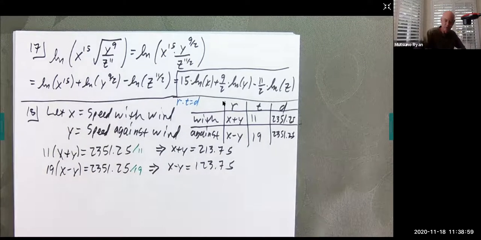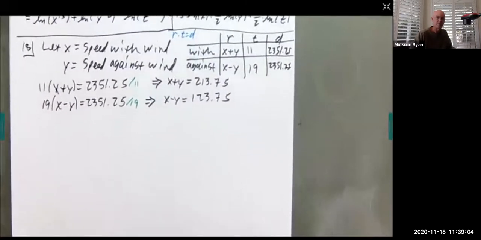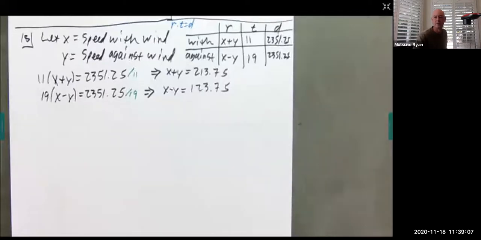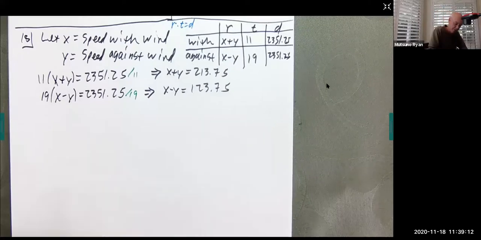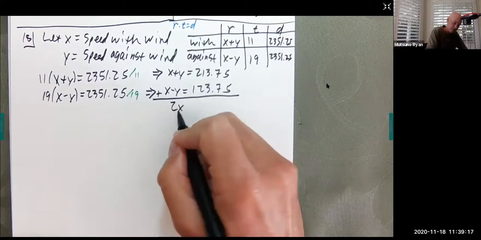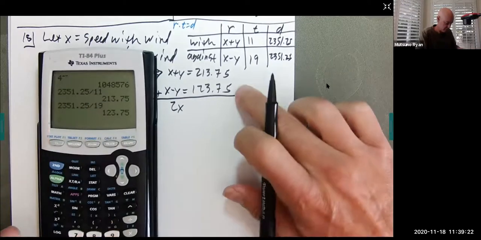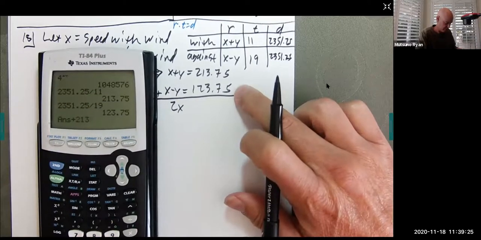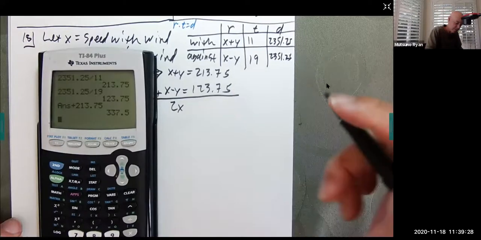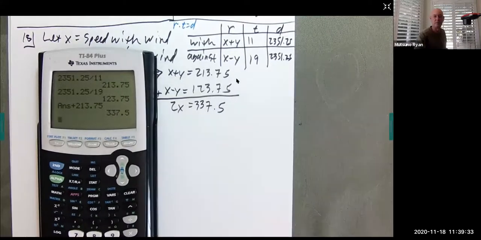And now I can actually add these two equations up. Make sure we have enough space here. All right. So if I add these two up, I get 2x. You can see y minus y, they're gone. And 123.75 plus 213.75. I'm going to divide that in half.